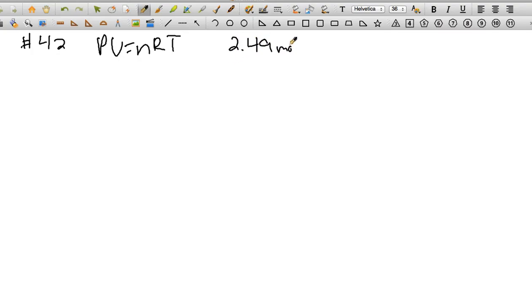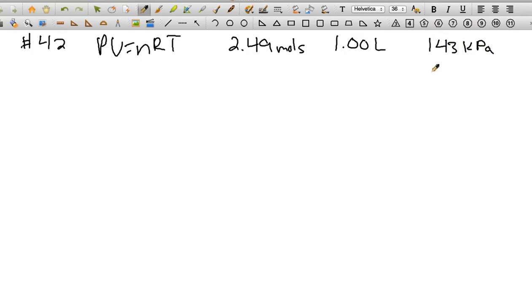Okay, so we are looking at number 42 on page 437. The last video told you to go ahead and attempt this on your own to see how you're doing. So we're going to put our PV equals nRT up here so we can see what we need to convert to. Now we have 2.49 moles of a gas according to this problem. It's contained in a 1 liter vessel and it's being held at a pressure of 143 kilopascal.